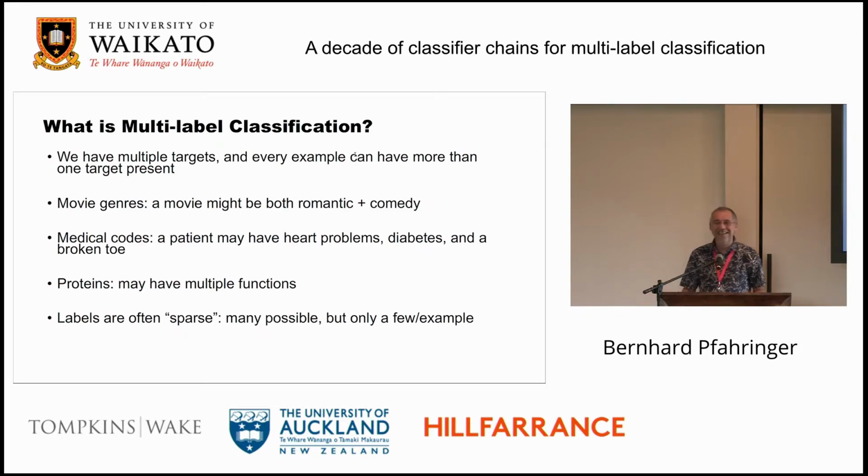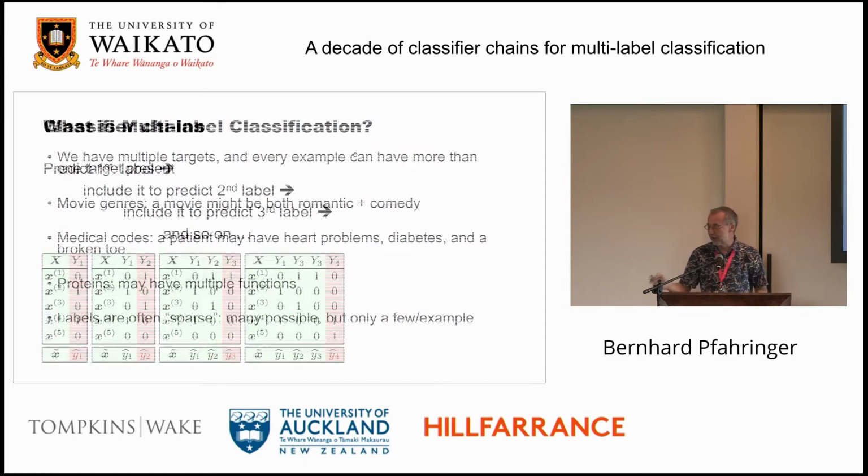Okay, so what is it actually? Multi-label classification, for those of you who don't know, is a simple generalization of the standard classification process where instead of one target, you have multiple targets. So a typical example are movie genres. A single movie might be a romantic comedy or a horror thriller with a sci-fi component, stuff like that. Medical codes are a typical example. Proteins have multiple functions. The interesting bit here is that the data is sparse in the sense that every single example will have only like 1 or 2 or 3 out of maybe 1,000 possible labels, but also for every label, generally we only get a few examples, so it's sparse in both dimensions.